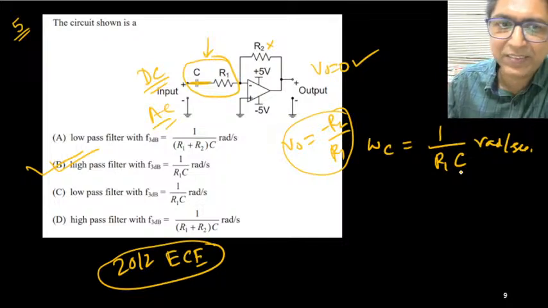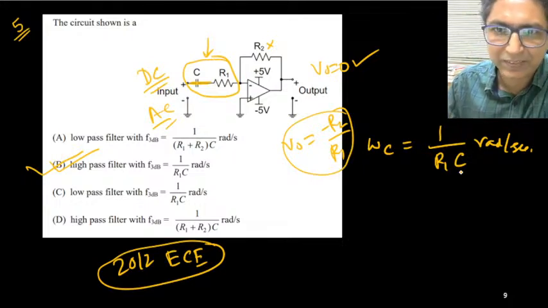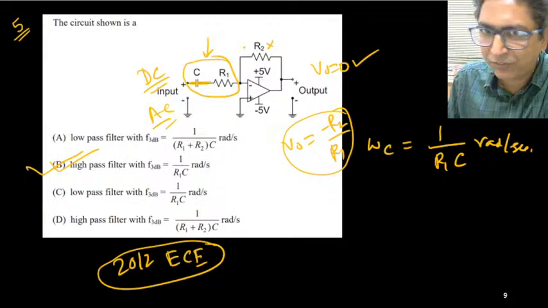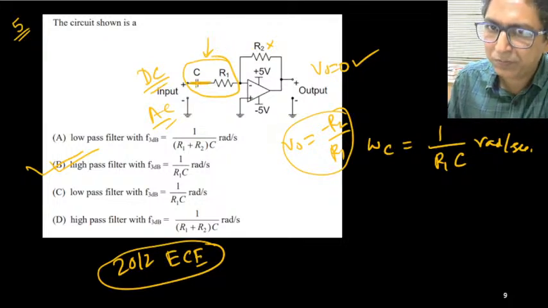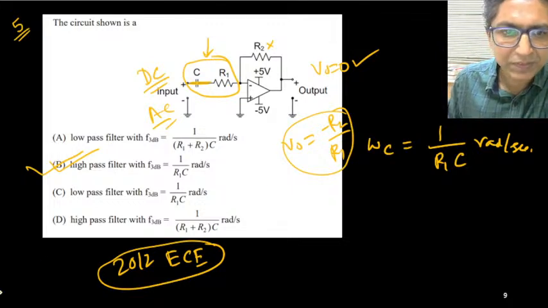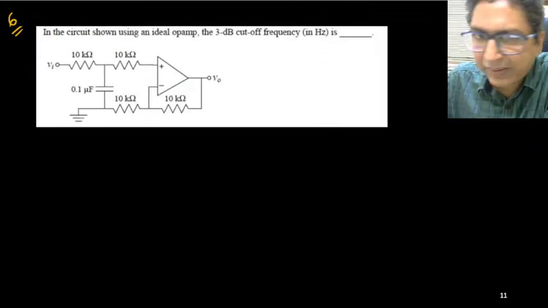Okay. So it's a very simple problem. It appeared in GATE ECE 2012. These kinds of problems come in GATE exams. Very quickly we can solve it, within a second. So remember that the network which is responsible for cutoff frequency will be this one. Is it okay? Fine. Now we'll take the next problem.